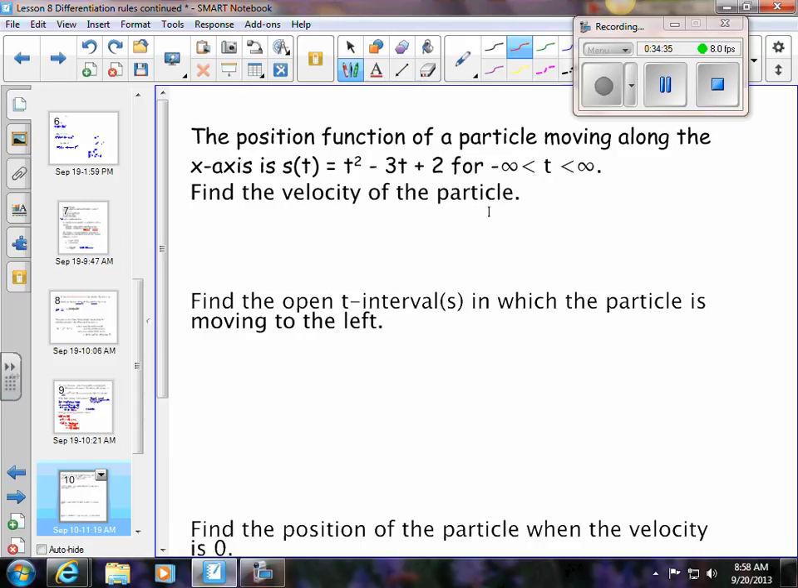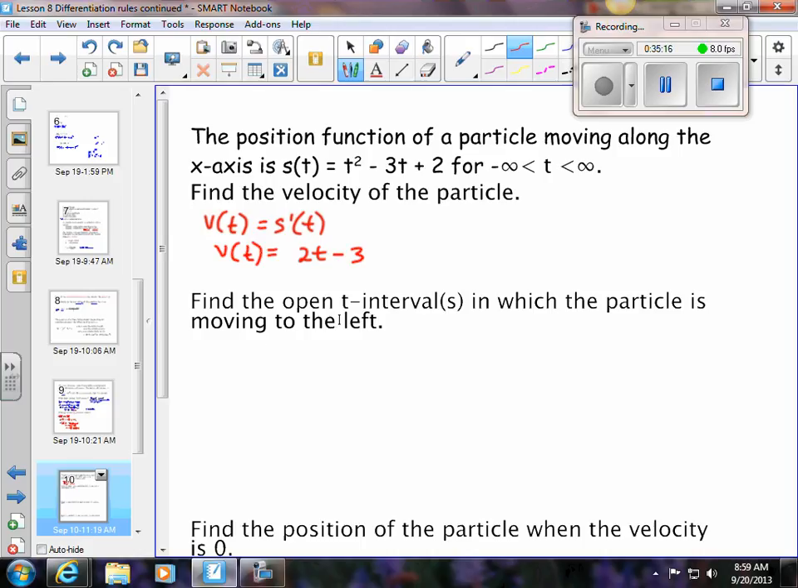Find the velocity of the particle. How do we find the velocity if given the position function? Velocity is the derivative of position. So velocity is what? 2t minus 3. That is the velocity of the particle. It didn't ask me to find the velocity at any specific time. That is how I find the velocity of the particle.